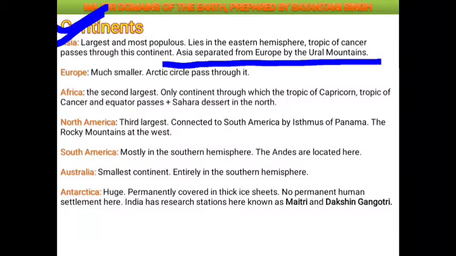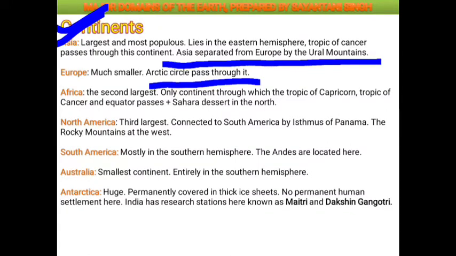Next one is Europe. Europe is a smaller continent, and the Arctic Circle passes through it. The Arctic Circle is at 66 and a half degrees north. It also lies in the northern hemisphere.